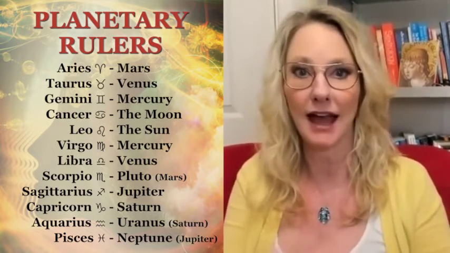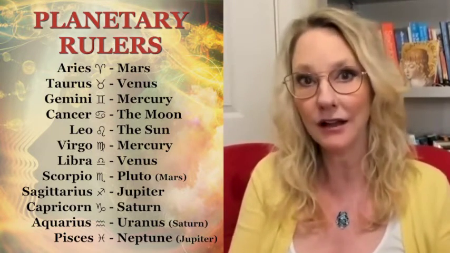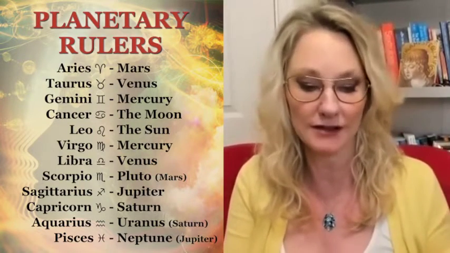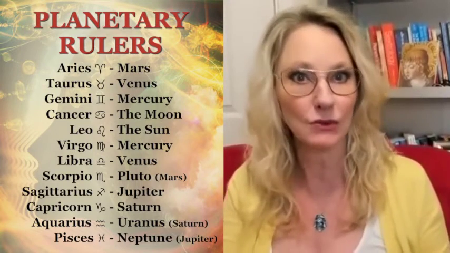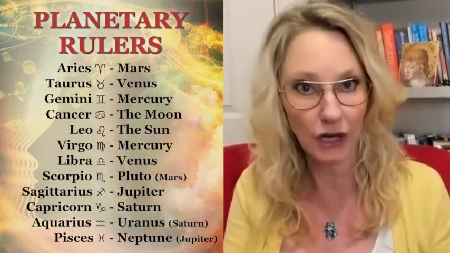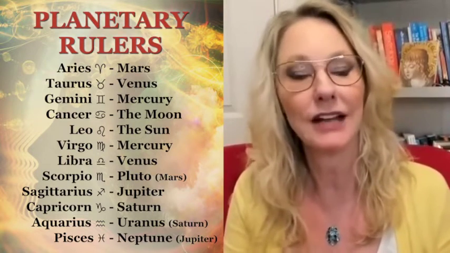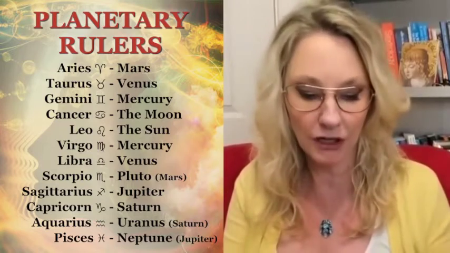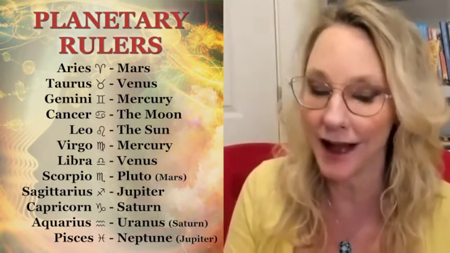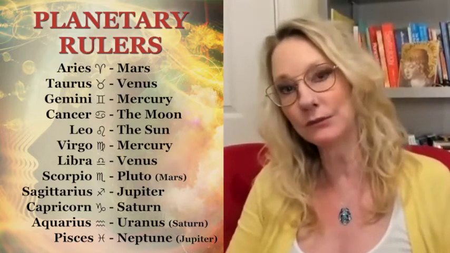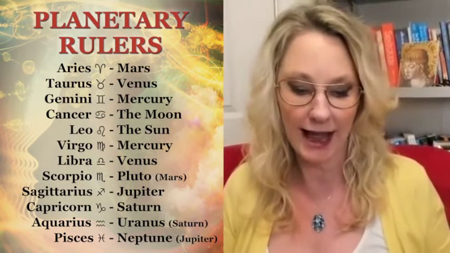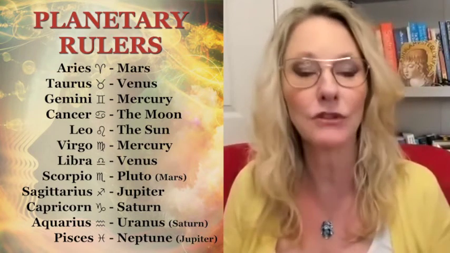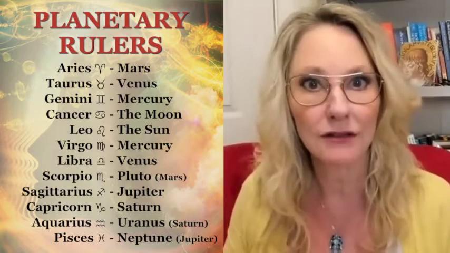Some planets get 2 signs. Libra is the other face of Venus. Libra shares it with Taurus. And Scorpio is ruled by Pluto and Mars, that's the ancient ruler. Sagittarius is ruled by the planet Jupiter. Capricorn is ruled by Saturn. And Aquarius is ruled by the modern ruler Uranus and also Saturn. And Pisces is ruled by Neptune, the modern ruler, and Jupiter, the ancient ruler.